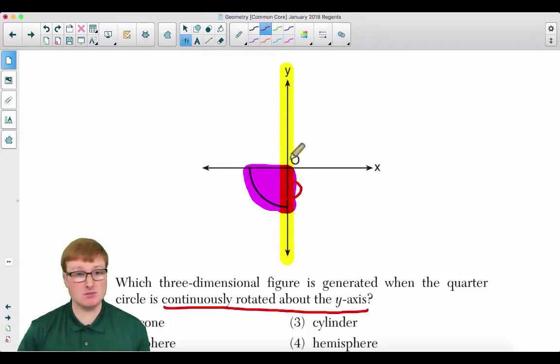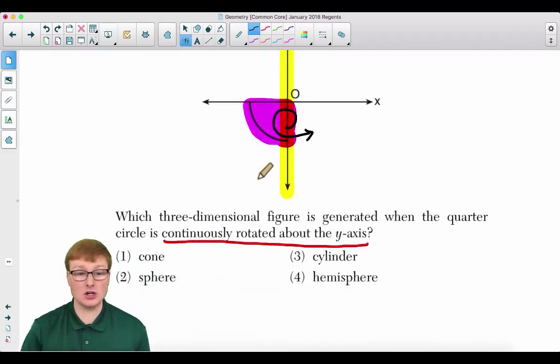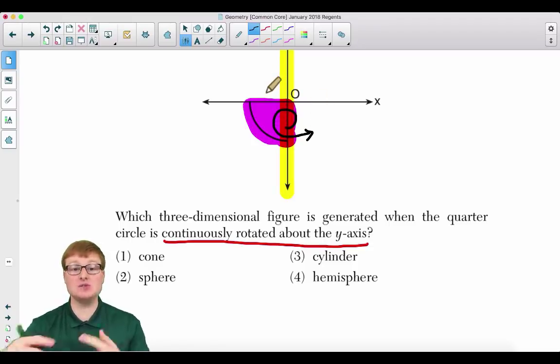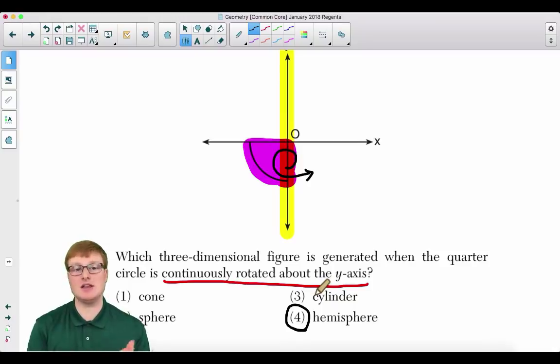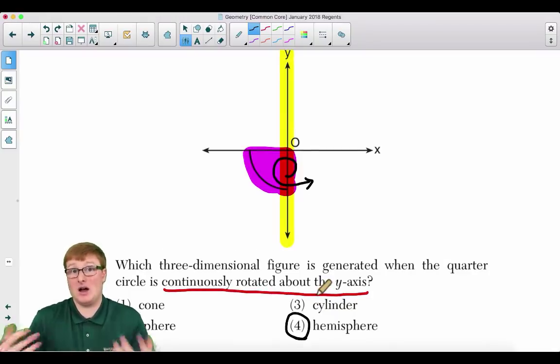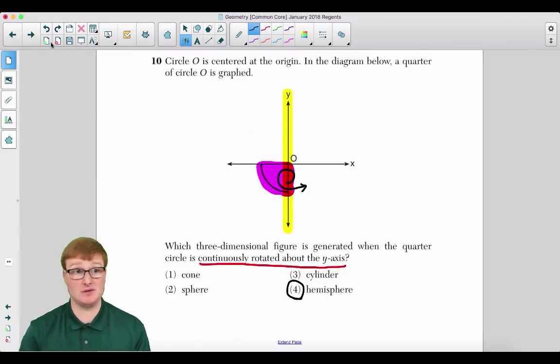Well, it's spinning. We're spinning around this axis. Well, what happens when you spin it around like this? It's going to create a hemisphere. If you have a quarter of a circle and you spin it around one of its vertical axes, or even if you spin it around the x-axis, regardless of what you do, it's still going to create a hemisphere as long as you spin it around, in this diagram, either the x or the y-axis. In this case, he asks you for the y-axis. It's still a hemisphere. Your answer for this question is going to be choice 4.